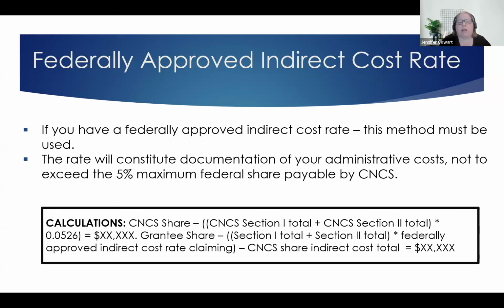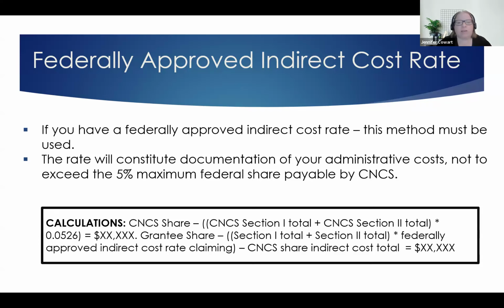So this rate will constitute documentation of your administrative costs. Again, you cannot exceed that 5% on the CNCS share, and then you'll ask for whatever the unrecovered part is on the grantee share. So again, I've put the formulas in there.